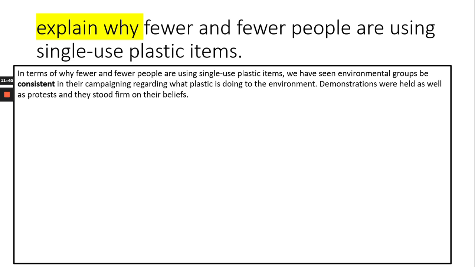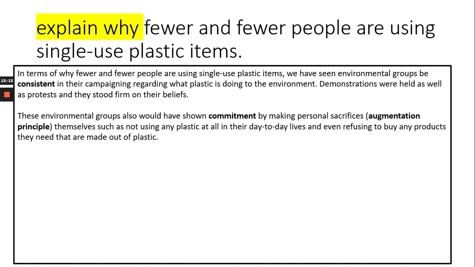So as you can see, very, very importantly, in terms of why fewer and fewer people are using single-use plastic items, we have seen environmental groups be consistent, there we go, getting in the keywords again, in their campaigning regarding what plastic is doing to the environment. Demonstrations were held as well as protests, and they stood firm in their beliefs. Okay, so here's me getting the keywords into explaining what has happened in society in terms of how we've changed from using single-use plastic items to recycling things a lot more.